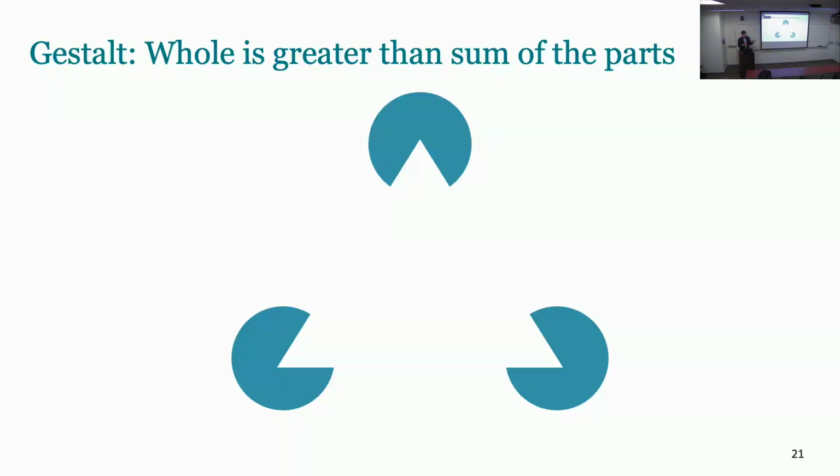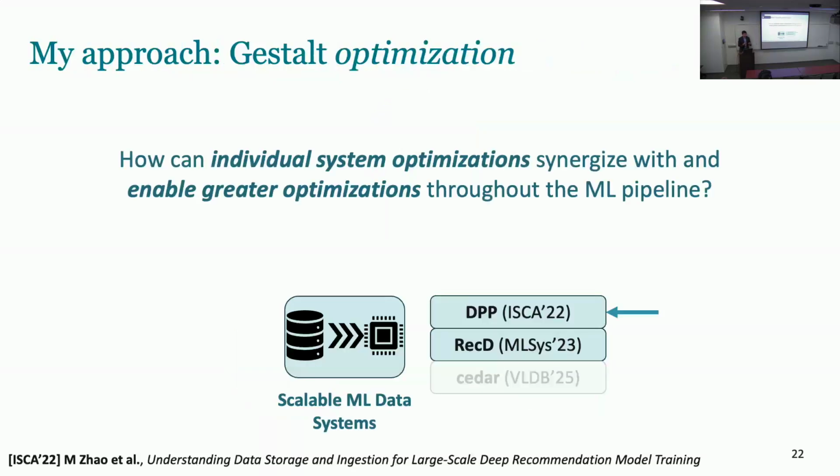Cool. So to start talking about this idea of optimization or efficiency improvements, you might have heard of this term called Gestalt before. Typically, Gestalt is used in design, and it means that the whole of something is greater than the sum of its parts. And my approach in building these efficient systems is what I like to call Gestalt optimization. The idea here is that we're able to take individual systems optimizations and have them synergize together, work alongside each other to achieve greater optimizations throughout the entire pipeline.